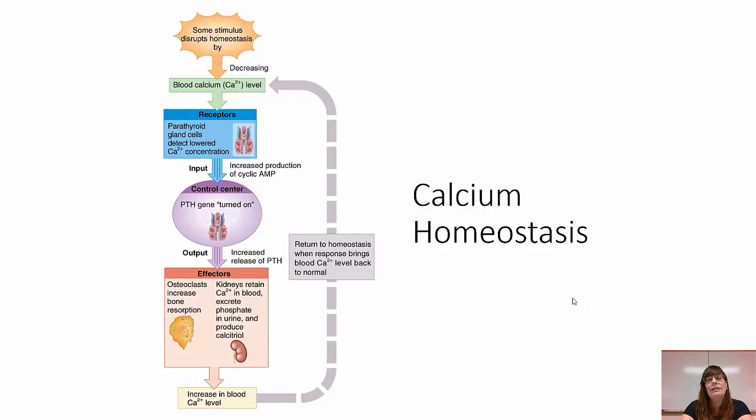The kidneys will also retain calcium in the blood and excrete phosphate in urine to produce calcitriol, which kind of helps parathyroid hormone to a lesser extent.